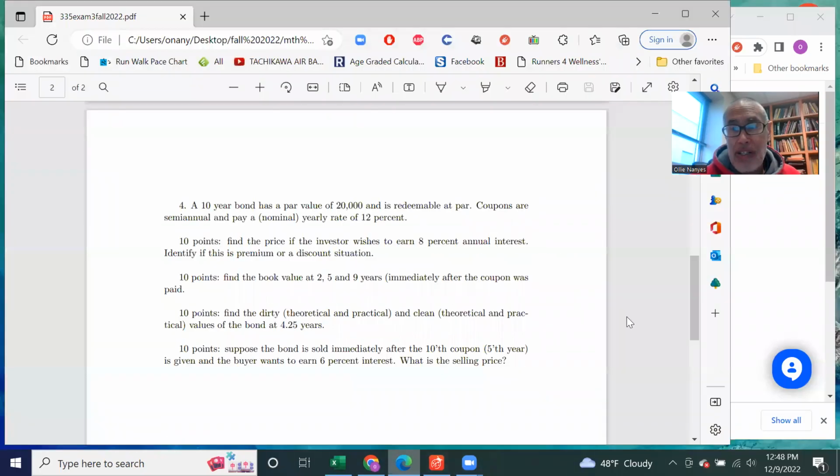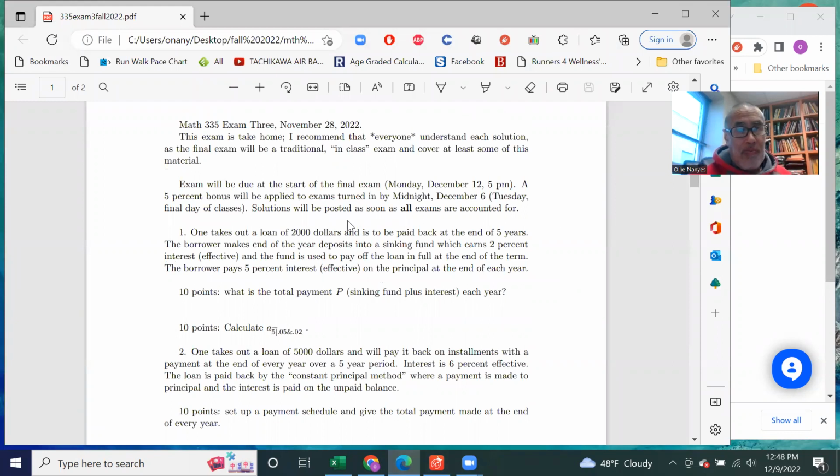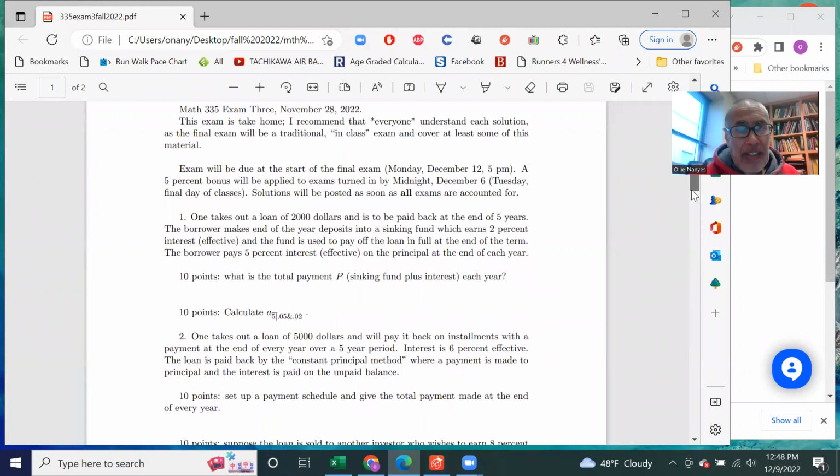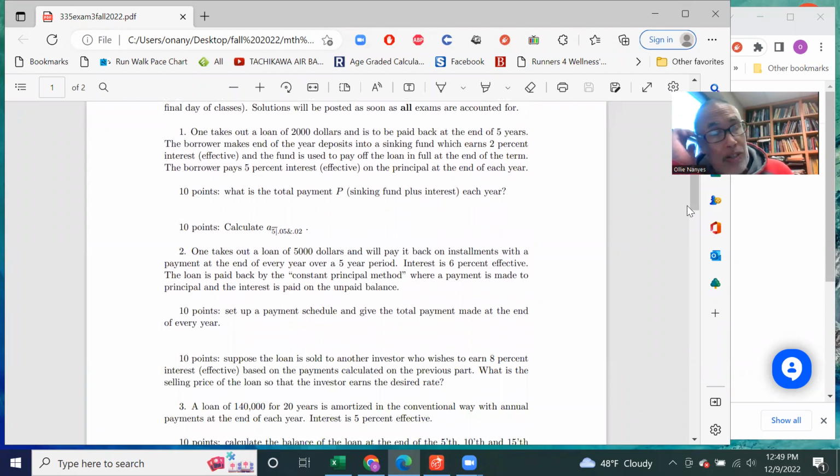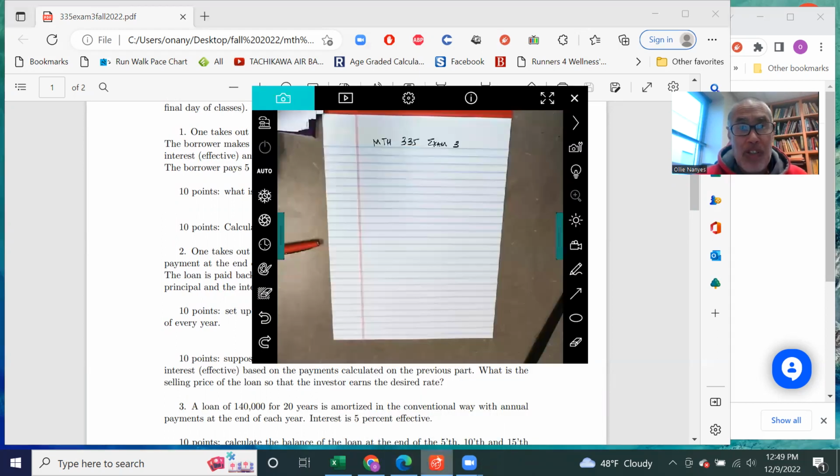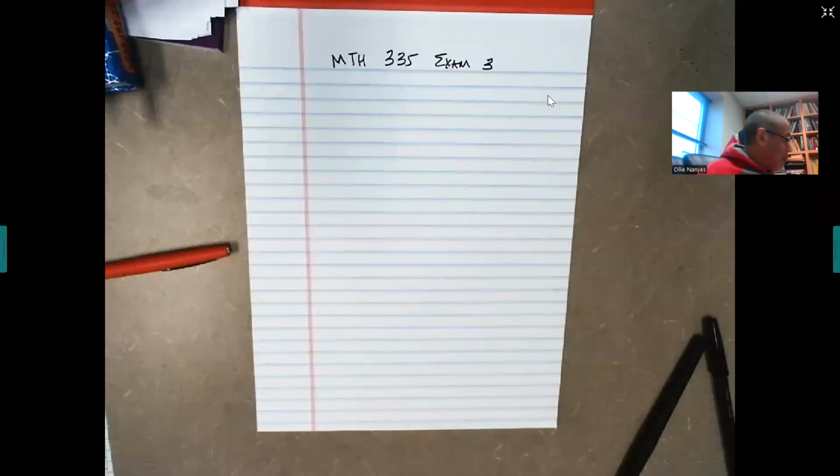And here is the first, let's go back to the first question. Now, the first question says that if one takes out a loan of $2,000 to be paid back at the end of 5 years, the borrower makes deposits into a sinking fund, which earns 2% interest effective, and the fund is used to pay off the loan in full at the end of the term. The borrower is also paying 5% interest on the principal at the end of each year. So what are the payments? I think most people did just fine with this part.